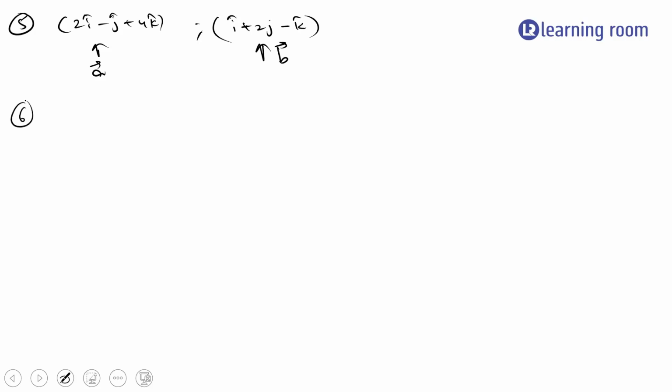Six. Find the Cartesian equation of the line which passes through the point (-2, 4, -5) and is parallel to the line given by (x + 3)/3 = (y - 4)/5 = (z + 8)/6. So tell me what are the points through which this passes? (-2, 4, -5). So this is going to be A, and it is parallel to the given line, (x + 3)/3 = (y - 4)/5 = (z + 8)/6.